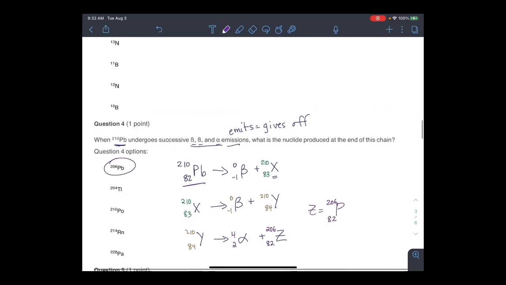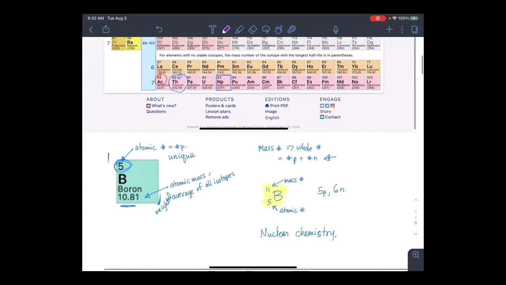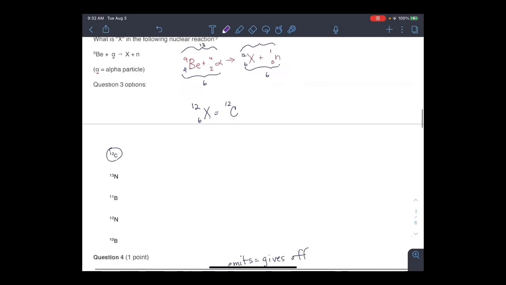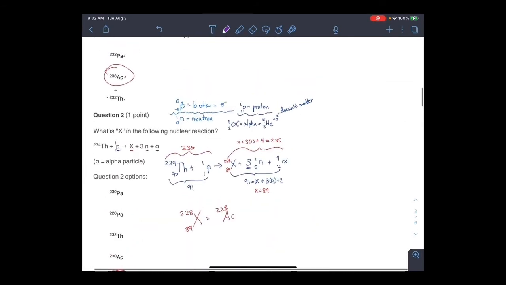Let me go up and grab my list of particles and bring it down here. Where'd it go? There it is. All right.